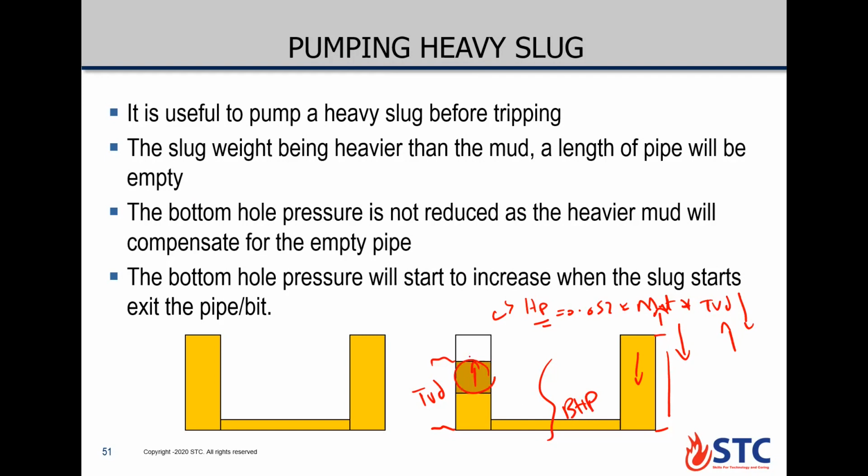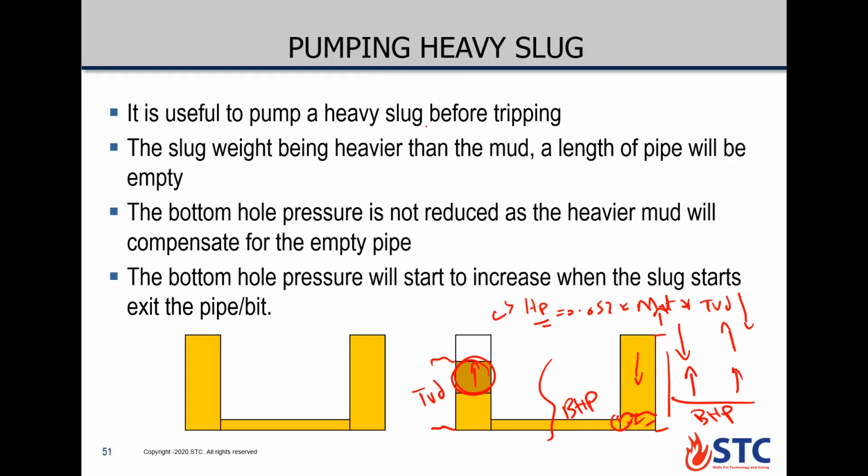But once this slug started to be displaced here into the annulus, now we have increase in the mud weight and we have the same TVD. So now bottom hole pressure will be increased. So as long as the slug is in the drill pipe side, no change for the bottom hole pressure. Once the slug started to be displaced into the annulus side, now bottom hole pressure will be increased.